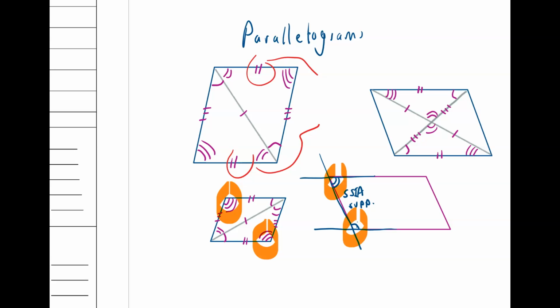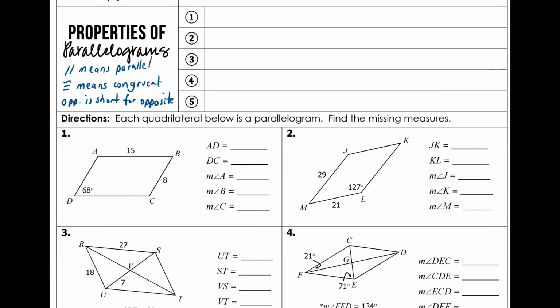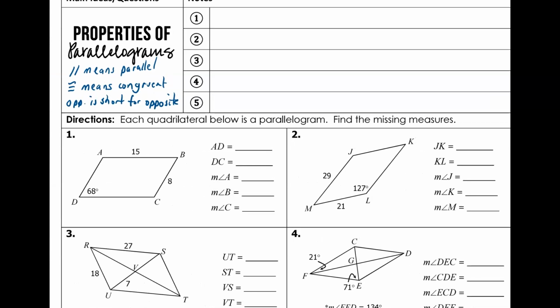So there's our last property. All right, so let's come over here and let's name our properties. So we've got 5 things. I'm going to use a little bit of abbreviation for parallel, and congruent and opposite. I'm going to just use OPP for opposite.